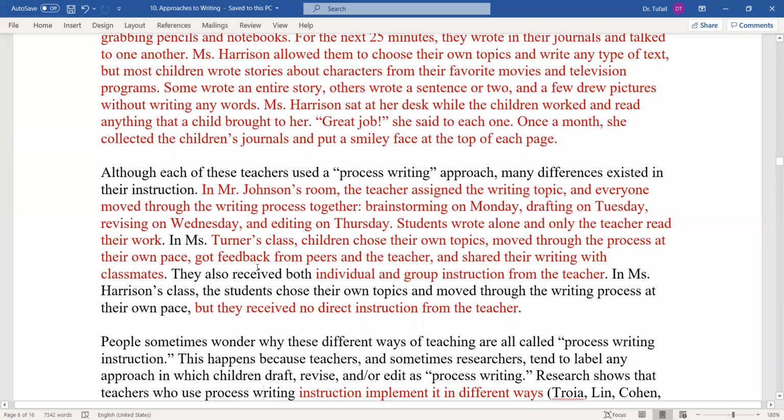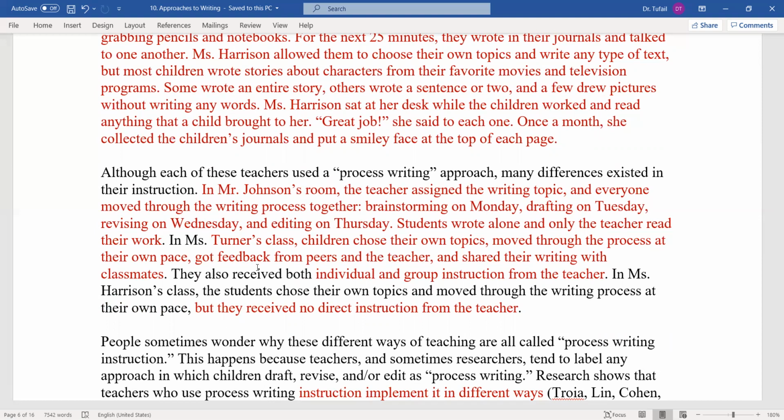So each of these teachers uses process writing in a different way. Look at Mr. Johnson's room. In Mr. Johnson's room, he assigned the writing topic. If he gave a topic, it means there was a limited choice of topics for students. But in Mr. Turner's, they chose their own topics and moved through the process on their own and got feedback from peers, and they shared their writings.